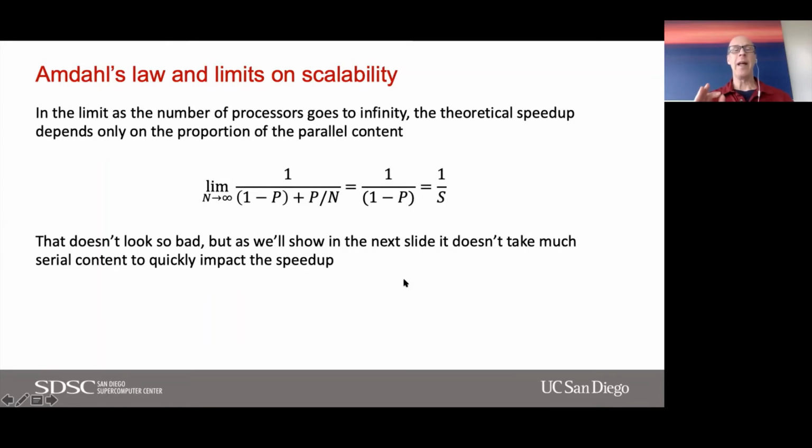So as we let the number of processors go to infinity, which of course you're never going to do, in theory, the maximum speed up is going to depend only on the proportion of parallel content. So in the limit n goes to infinity, we get 1 over (1 minus P), which equals 1 over S. You look at this and say, that doesn't look too bad. But as we show in the next slide, it doesn't take much serial content to quickly impact the speed up.